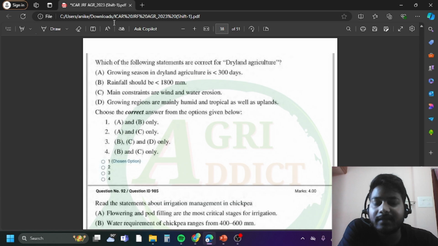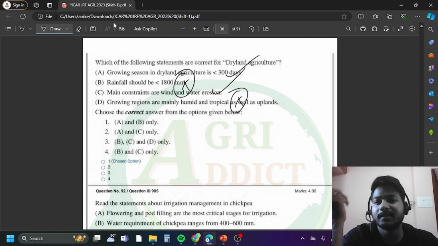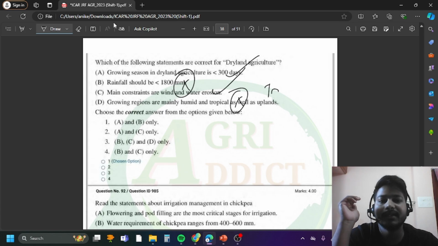91. They have given the statement of dryland agriculture. Growing season in dryland agriculture less than 300. Yes, it is correct. Rainfall should be 1800 mm less than. No. Main constraints are wind and water. Yes. Growing regions are mainly humid and tropical. No, where did humid come from in dryland? It is completely tropical only. So option A and C are correct.